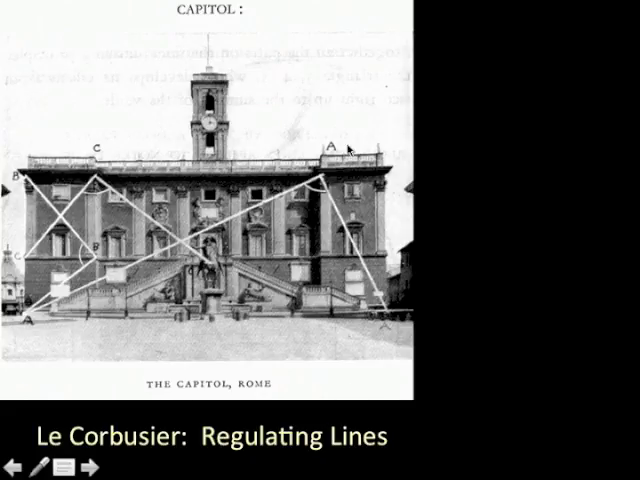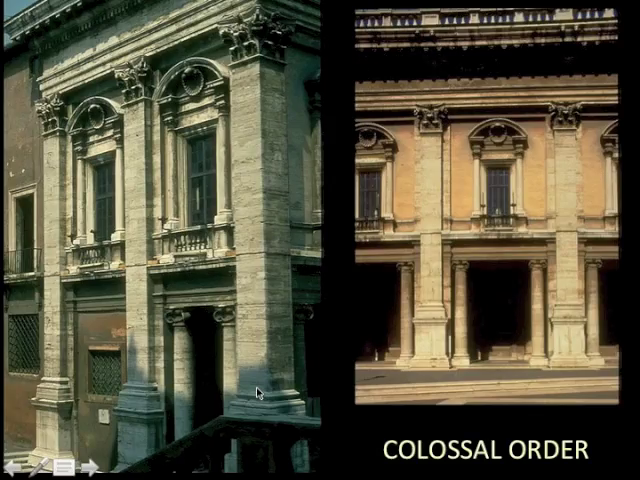So here we have Le Corbusier throwing regulating lines on the facade of the Palace of the Senators and showing us an organization that he actually begins to use again in a number of his buildings, as early as the Villa Schwab, which we'll look at next term. Just look at the plasticity of that wall. That is pretty darn good.